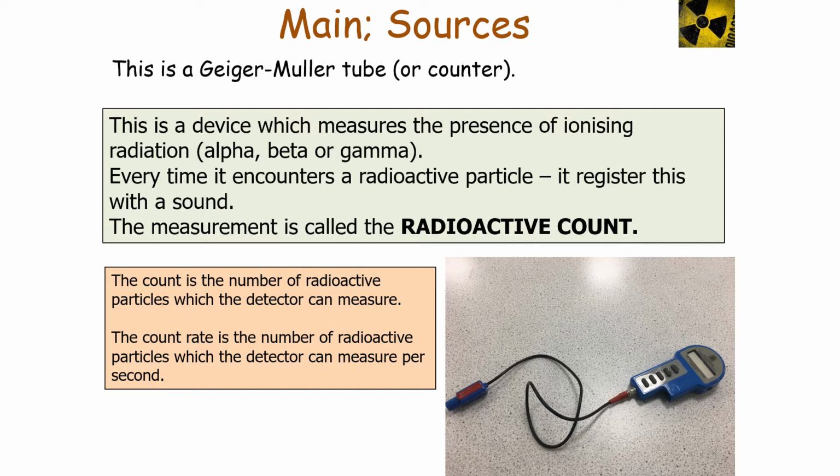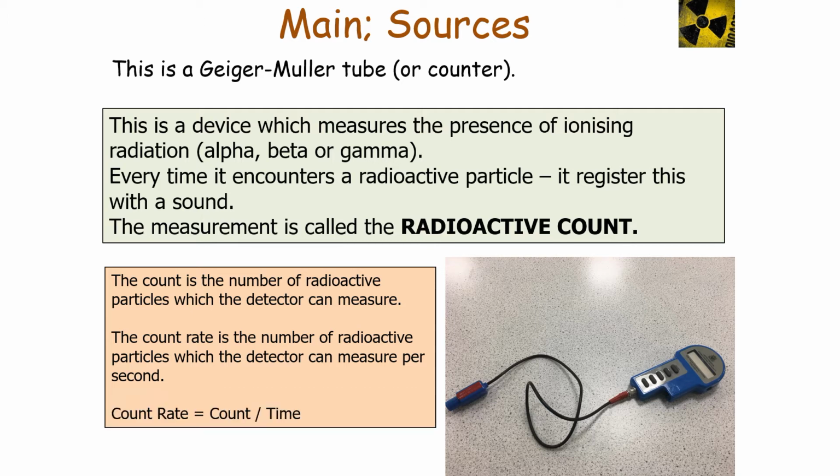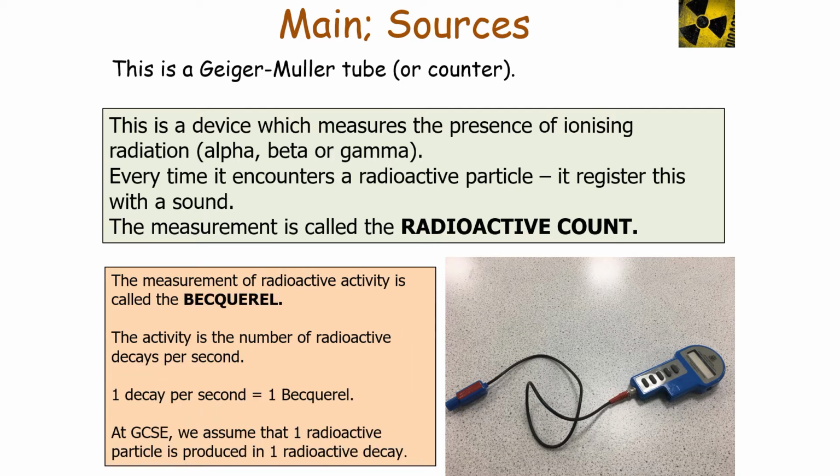This then links into something called the count rate, which is the number of radioactive particles which the detector can measure every second. So the count rate is the count divided by the time. Now, it's also important to note that we can have a measurement of what we call radioactive activity, which is measured in becquerels, and the activity is the number of radioactive decays which occur every second.